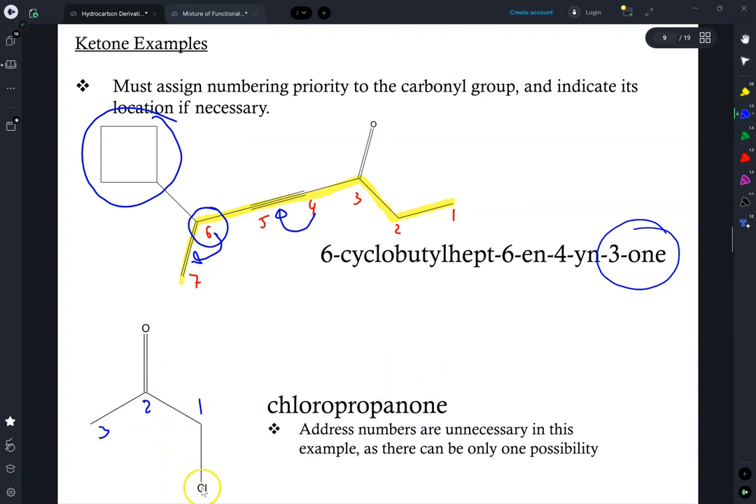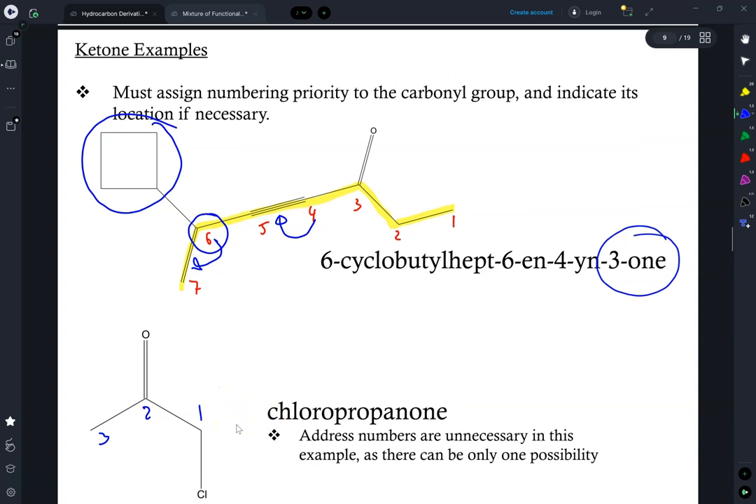The same goes for the chlorine. Normally you would write down where the chlorine is located. So in this case, if you had to write a number, you'd say 1-chloropropanone, because the chlorine is popping out from carbon number 1. But the number 1 address number is the only possibility. You would never place the chlorine on number 2 because there's not enough room.